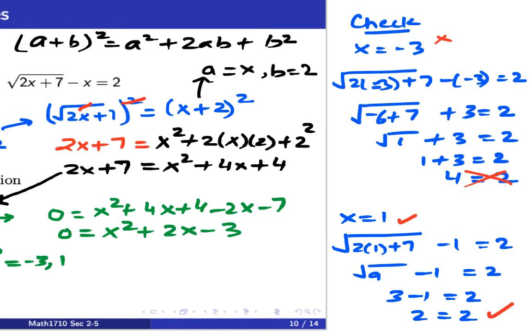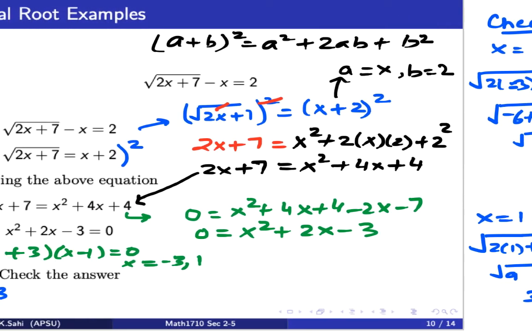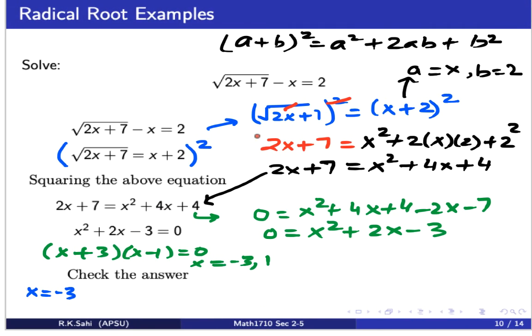So in our problem, the solution to square root of 2x plus 7 minus x equals 2, x equals 1 is the answer. Now, very important when you do radical root problems is that you check your answers. Remember, x equal to minus 3 is not the answer for us, but x equals 1 over here. Let's look at one more example.